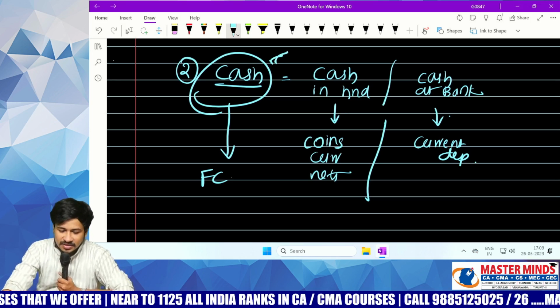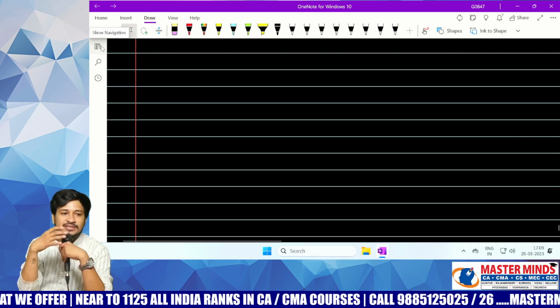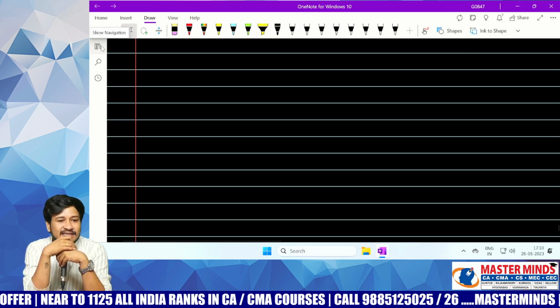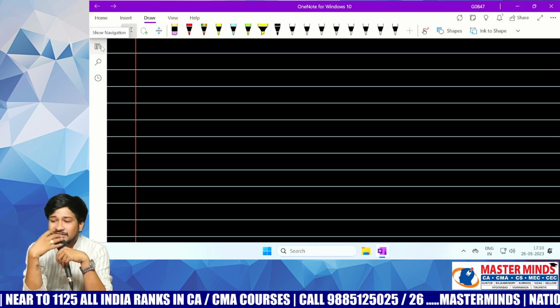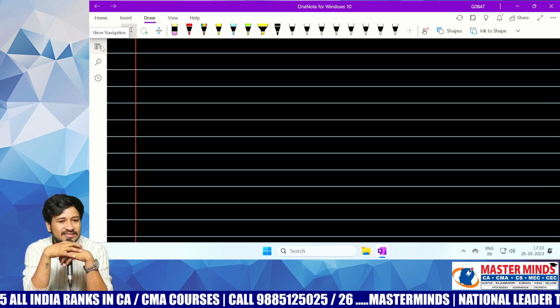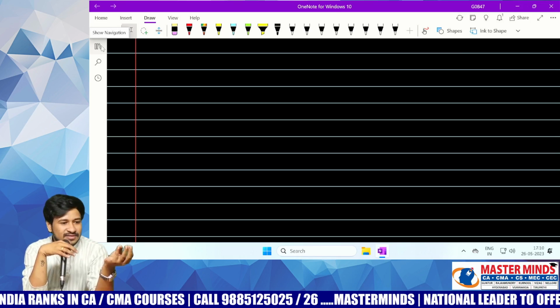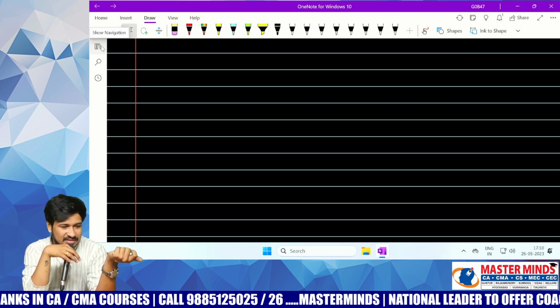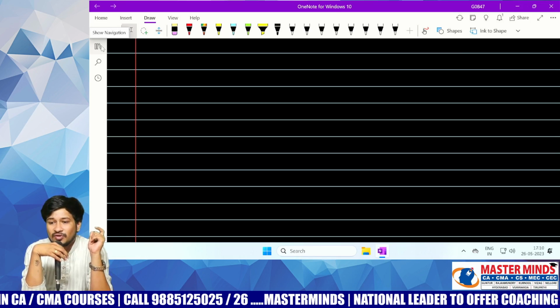Cash is over. Tell me quickly, cash includes what? Cash in hand and cash at bank. Cash at bank in the sense which deposit? Current deposit. Cash in hand in the sense coins, currencies, notes, etc. Even cash includes foreign currency.